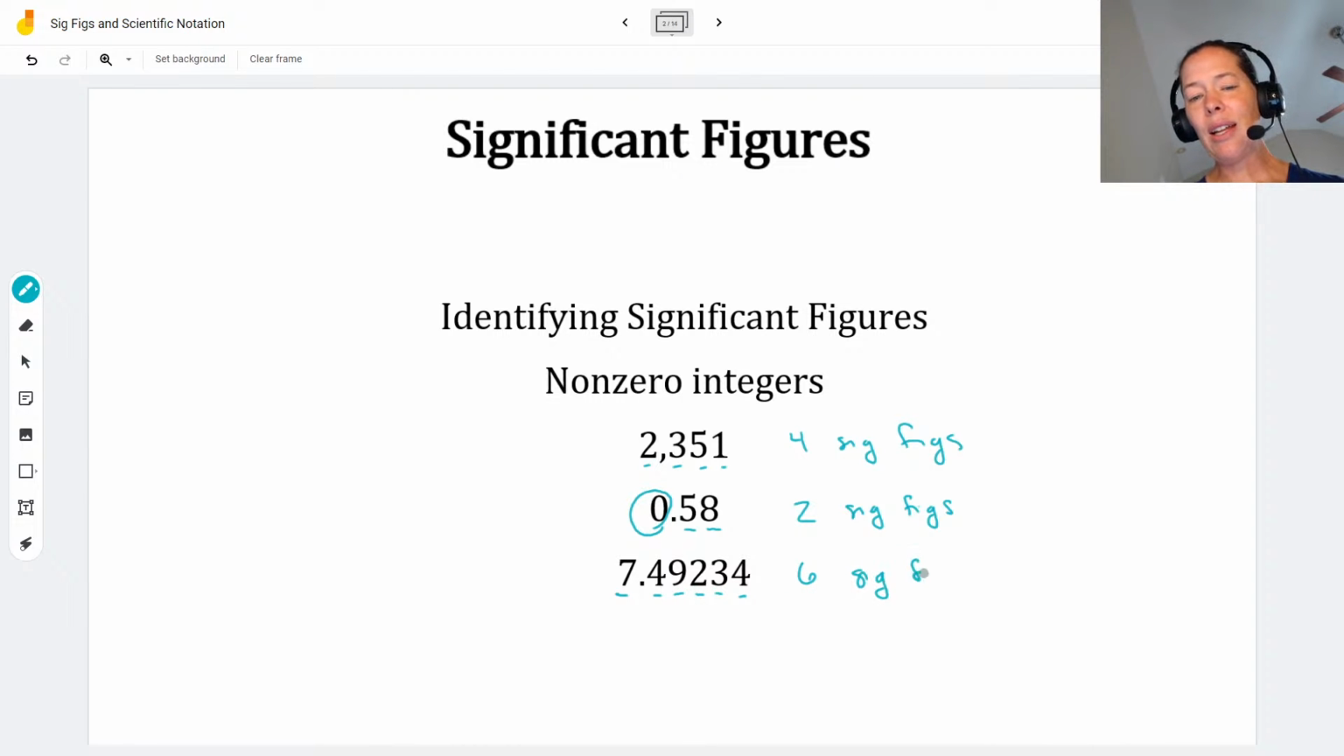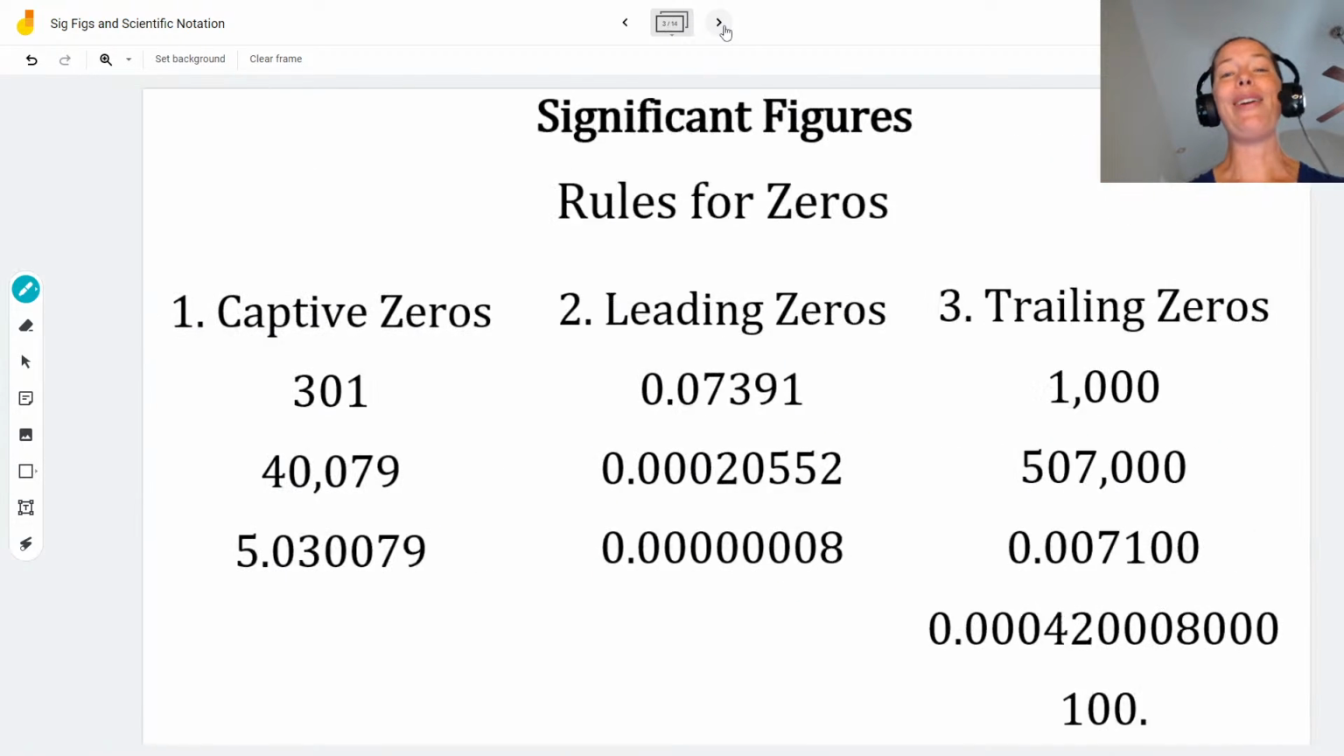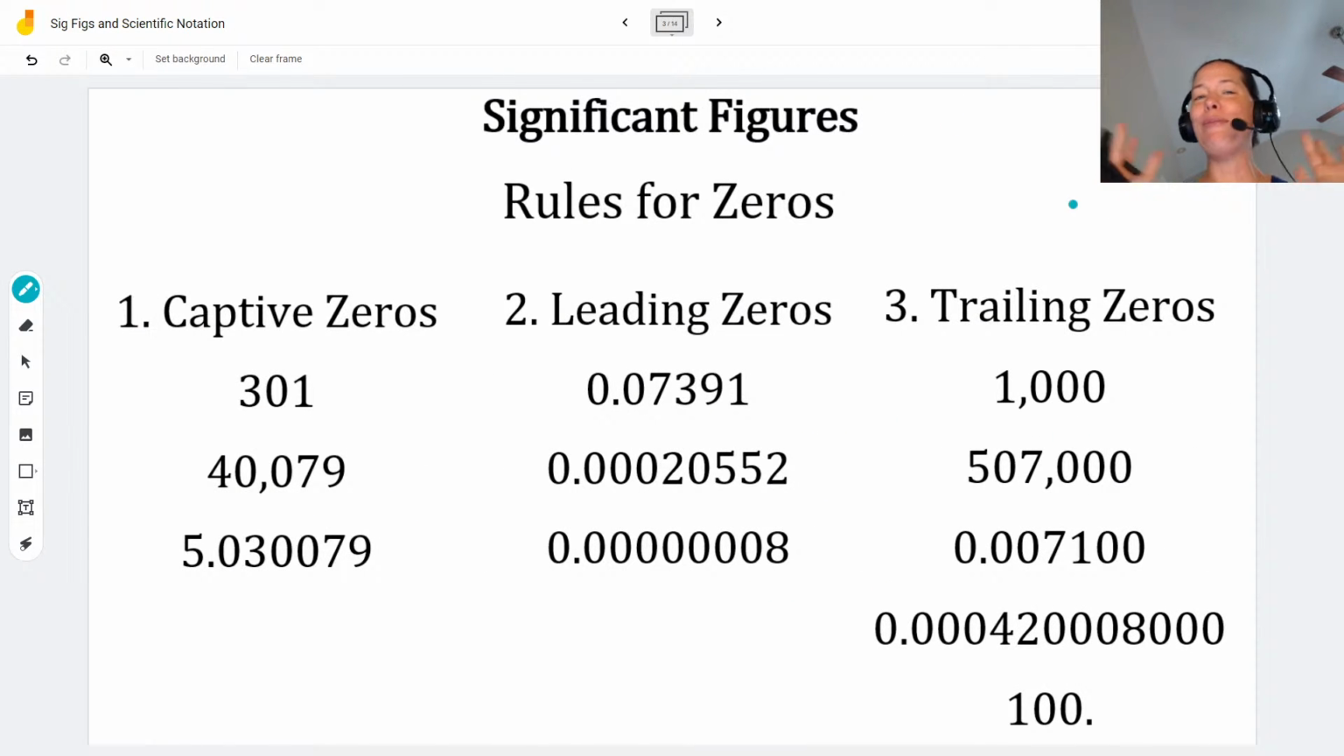Again, the non-zero integers are really easy. They're automatically significant. Okay, but now let's talk about our zeros, because we have multiple rules depending on what kind of zeros we are talking about. Some are significant, some are not significant.